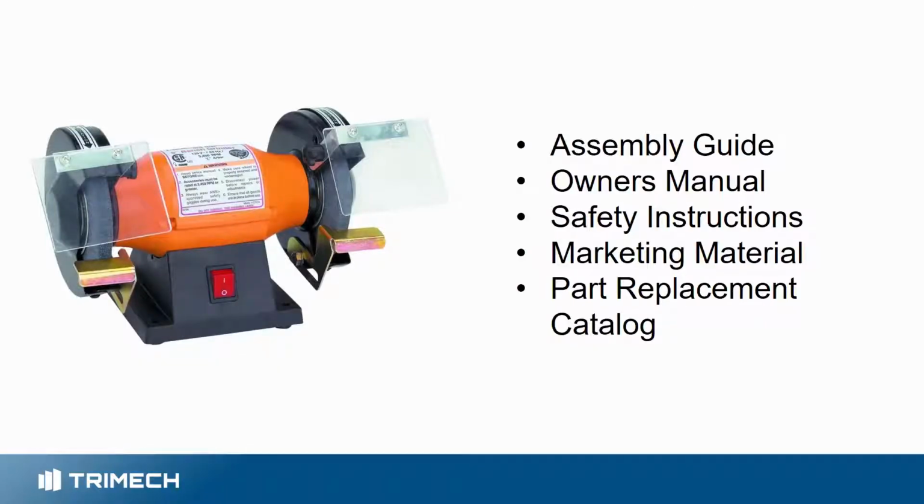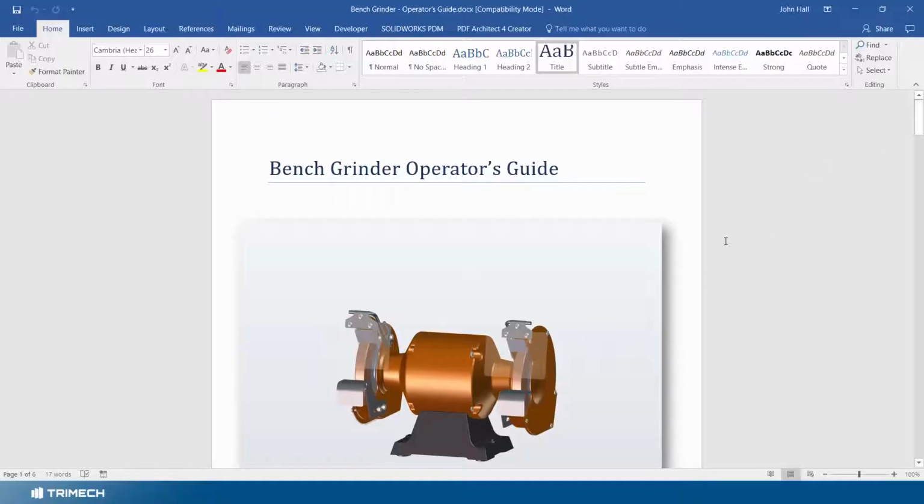And what we're going to be taking a look at here are things like assembly guides, owner's manuals, safety work instructions, and maybe even some marketing material and a part replacement catalog. So first, let's take a look at some traditional documentation needs from within Composer.